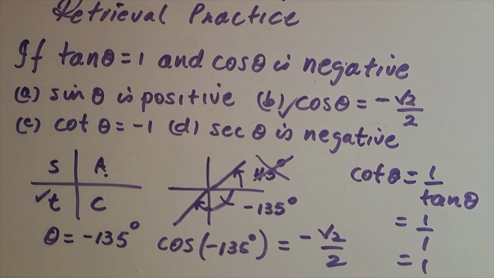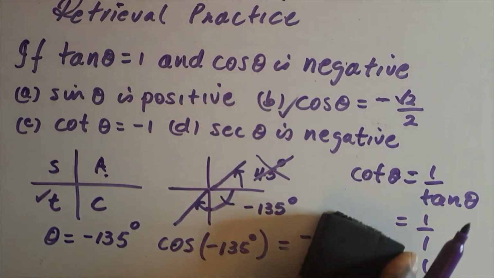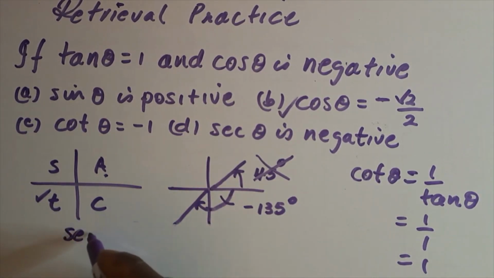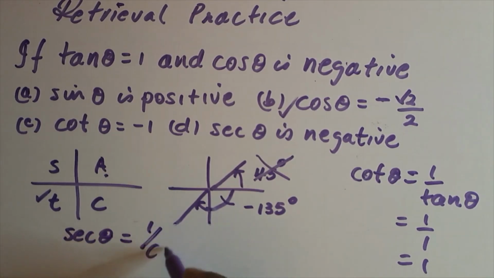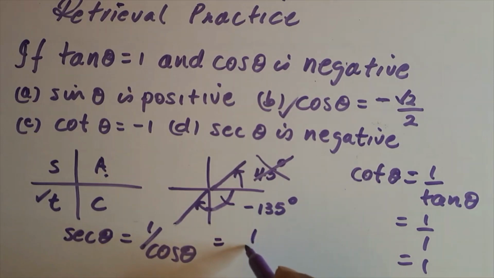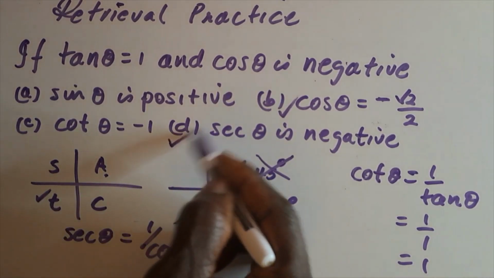What about sec theta being negative? Is that true or false? Well, what is sec theta? Sec theta is equal to the reciprocal of cosine theta. Let's write it out where you can see it. So sec theta is equal to 1 over cosine theta. And we know that cosine theta, we've confirmed that, is negative, so its reciprocal will be negative. And so this will be equal to 1 over some negative value, which will make it negative. So option D is also correct.